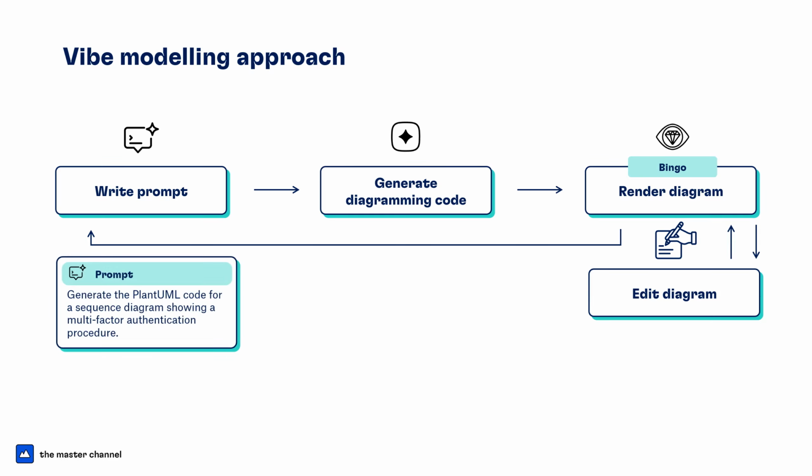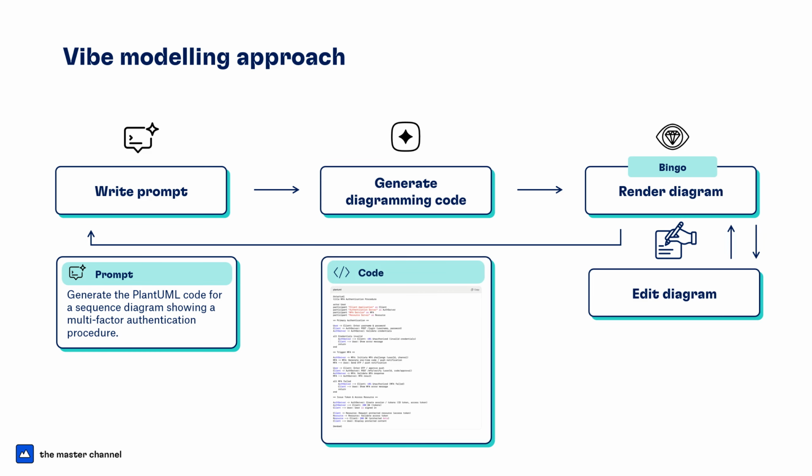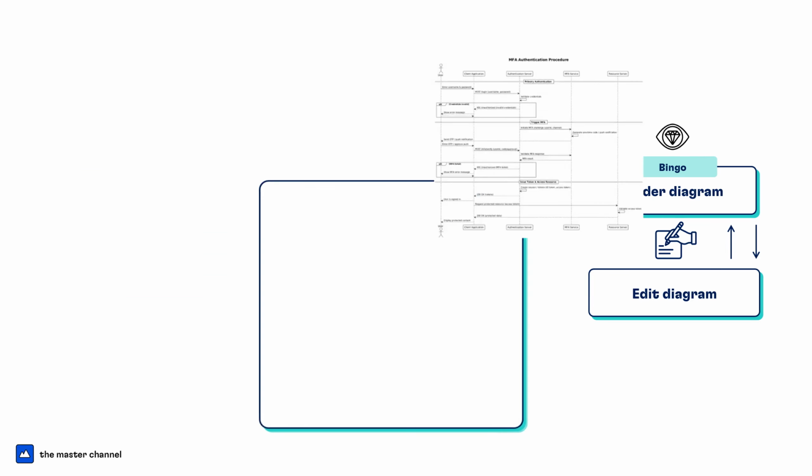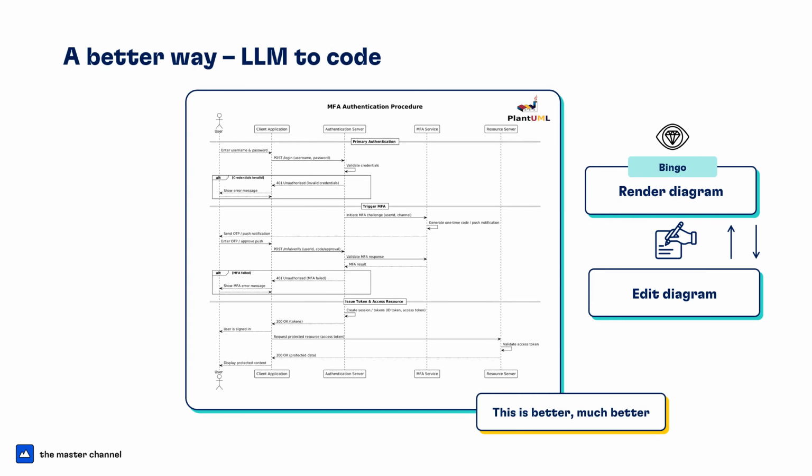Suppose you want to visualize a sequence diagram for a multi-factor authentication procedure, but you're not familiar with the syntax. In that case, you can ask an LLM to generate the PlantUML code for the diagram. This LLM returns a correct PlantUML snippet, which you can then use in a rendering tool to produce the visual. The resulting sequence diagram, generated by PlantUML, is shown here. Let's take a closer look. As you can see, the generated diagram looks complete from the start.